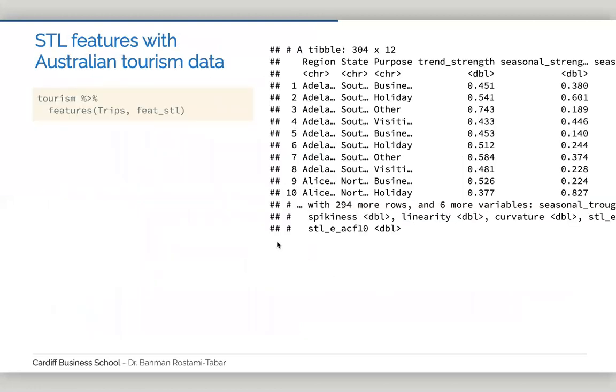How do we extract them using R? Again, we take the data set, in this case tourism, and this is what we had previously. What we need here is just to provide the function corresponding to the features we have discussed in STL, and in this case it's called feat_stl. Here, for each time series, we have the strength of trend, strength of seasonality, and all the features we have discussed in the previous slide.